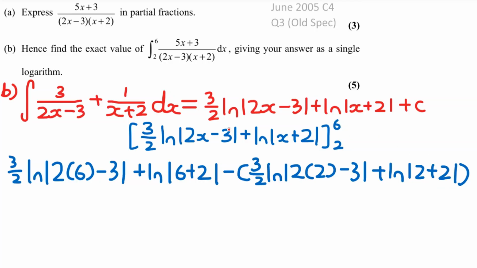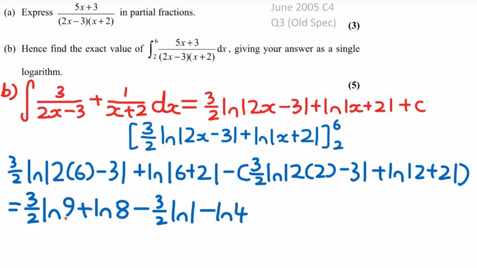We can do a lot of simplifying here. So 2 times 6 is 12 and then minus 3 is 9. So this is 3 over 2 and then the natural log of 9. And then 6 plus 2 is 8. So this is going to be the natural log of 8. 2 times 2 is 4 and then minus 3 is 1.